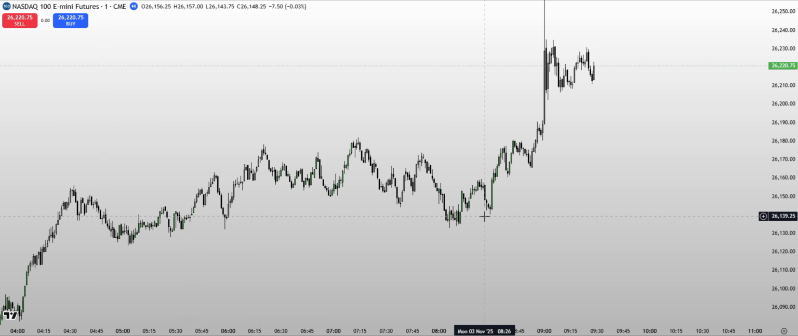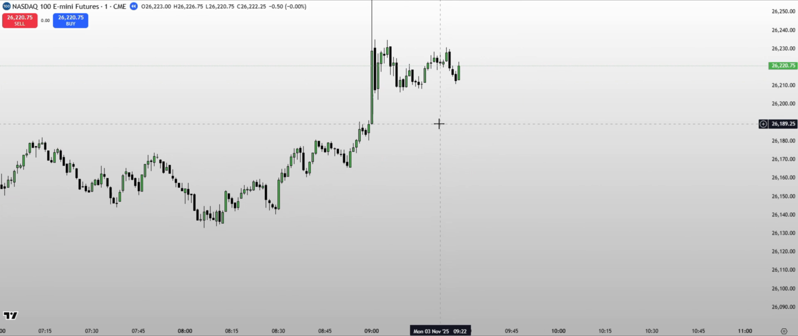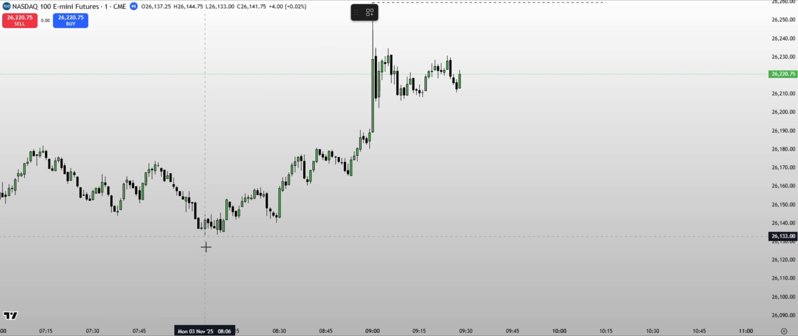As you can see, range low never taken here. All these lows that formed in this range were never taken. The highs obviously were taken in this move up. So could we come back and return to these lows? Well, what do we notice here?